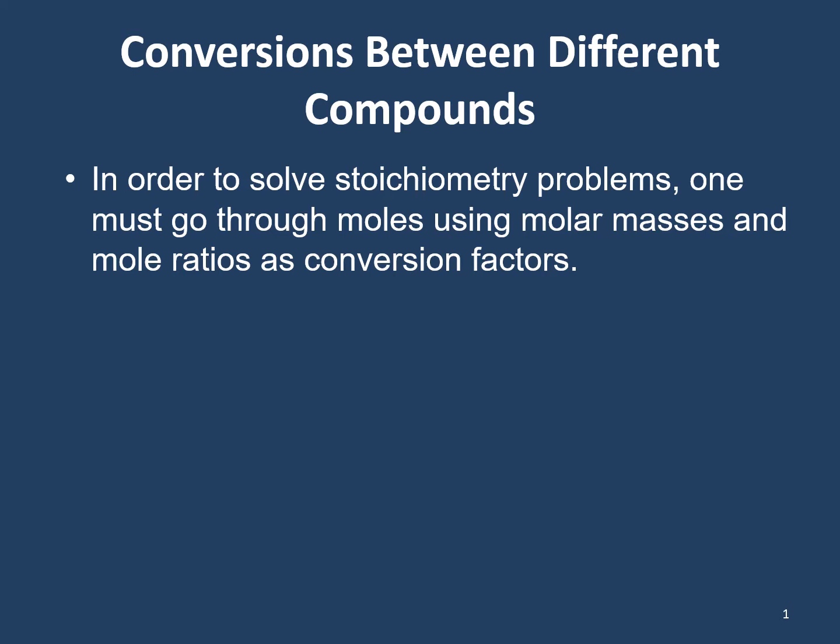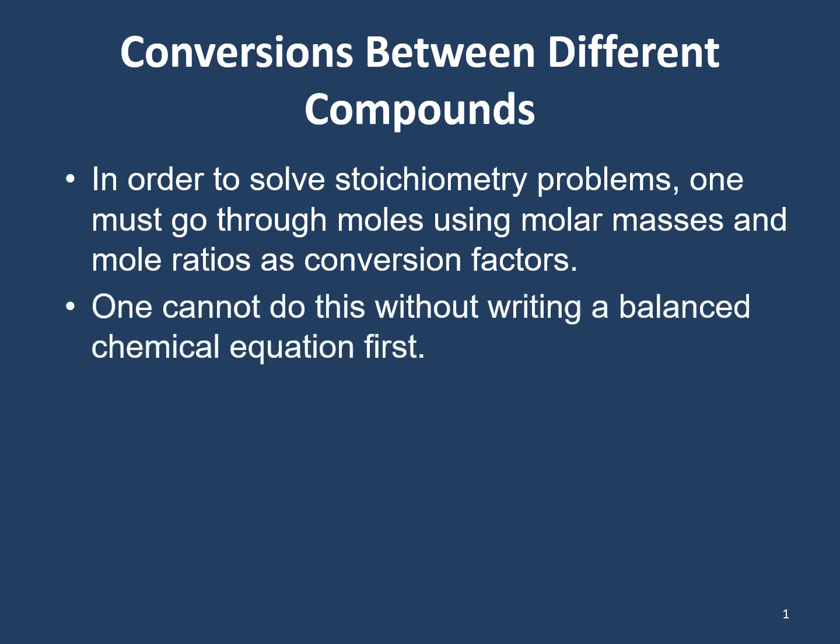Most of the time we're given them in grams because in the lab, that's most often the unit that we're measuring. Because of this, we can't just immediately use a mole ratio. We first have to start with converting our masses to moles. And then once we're there, we get to use our mole ratios, which we cannot do without a balanced chemical equation. Again, this is so important.